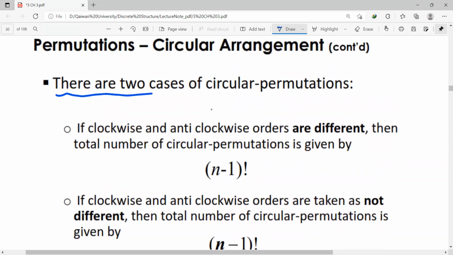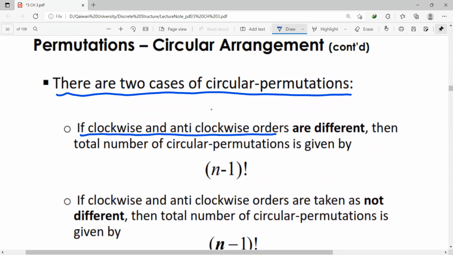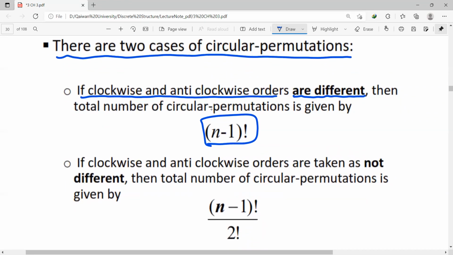Here we say there are two cases of circular permutations. If the clockwise and anti-clockwise orders are different, then we have (n minus 1) factorial arrangements. But if there is no difference between clockwise order and anti-clockwise order, then it equals (n minus 1) factorial divided by 2. We divide by 2 in this case.